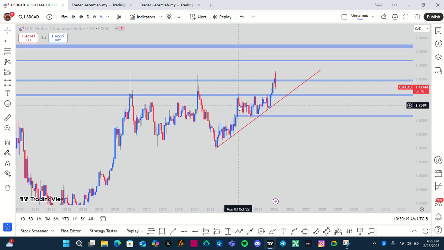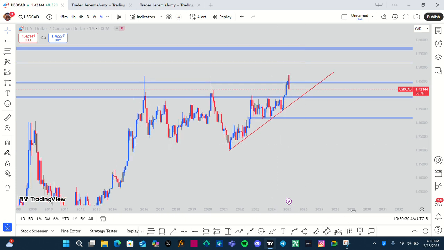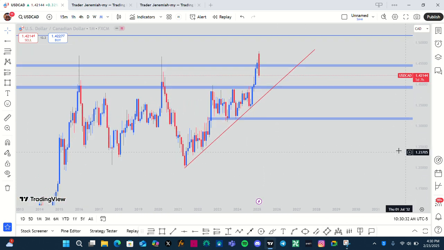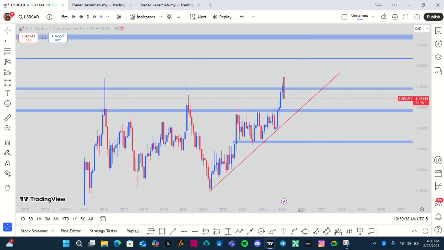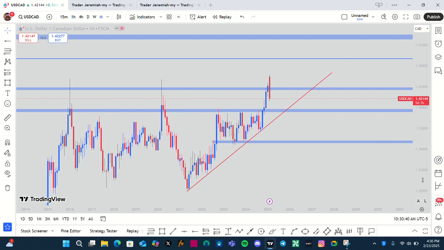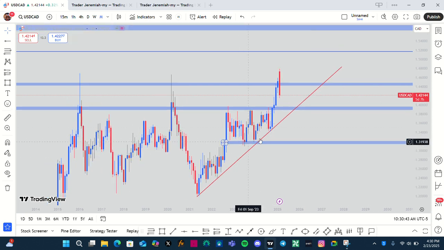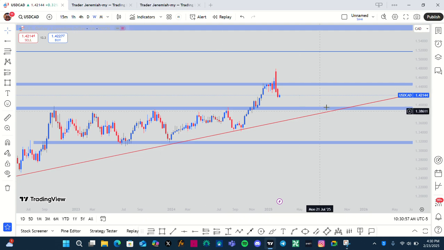The price went into a range around September 2022, and price broke out in December 2024. So the range took about 2 years, but price broke out of the range, and for every impulsive move, price needs to create a retracement. That is what is currently happening on USD CAD at the moment. When price broke out of this region, price did not retest it. Price just broke out, then started heading higher. On the weekly time frame, you can see that.